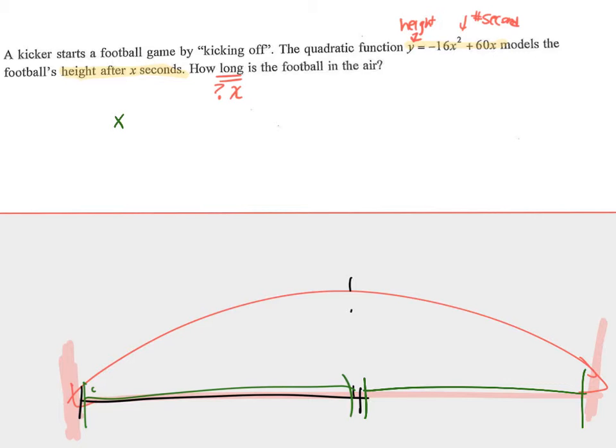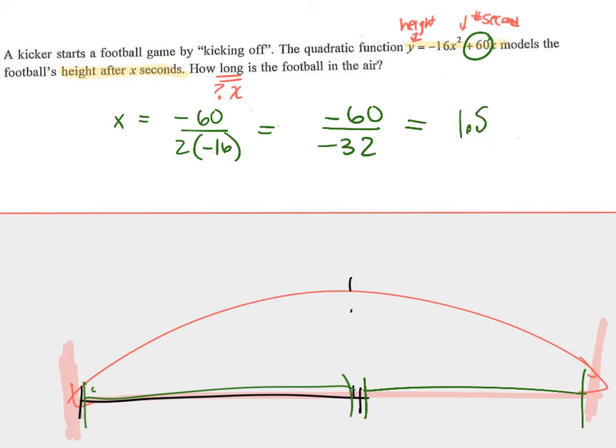So if I say x equals the opposite of b, which is 60, over 2 times a, which is negative 16, that's going to give me negative 60 over negative 32, which if I divide it out, 60 divided by 32, gives me positive 1.875, which is about 1.9 seconds. That means that my vertex, my axis of symmetry, the x value is 1.9 seconds.